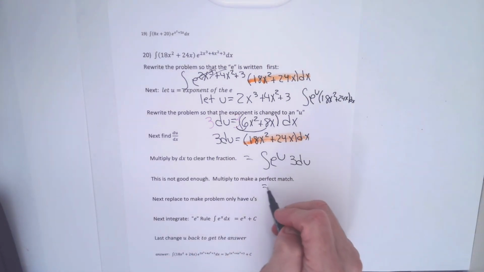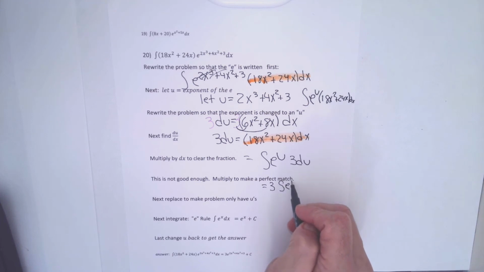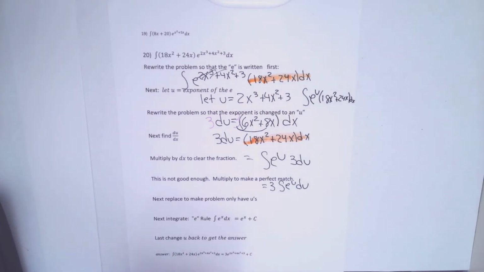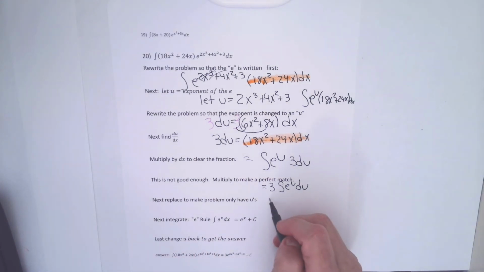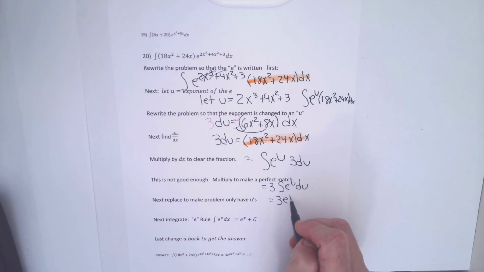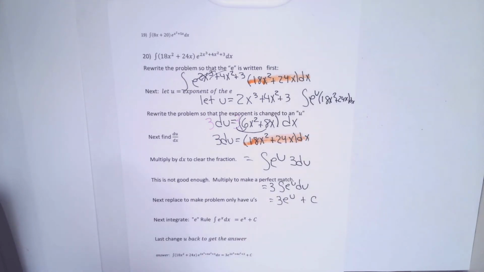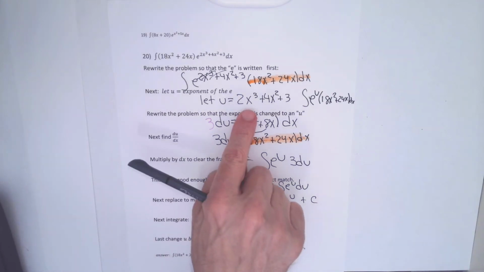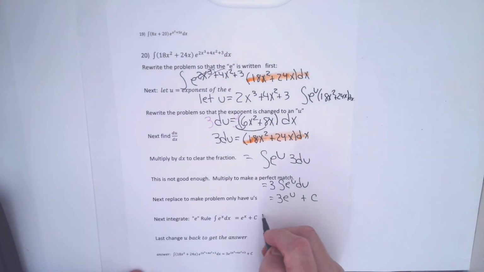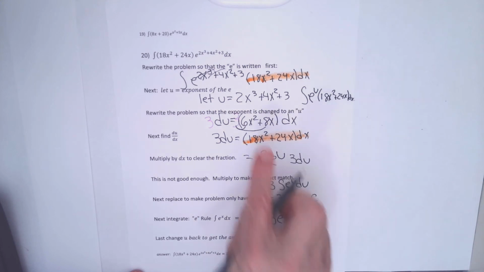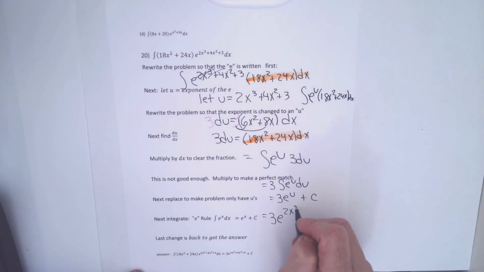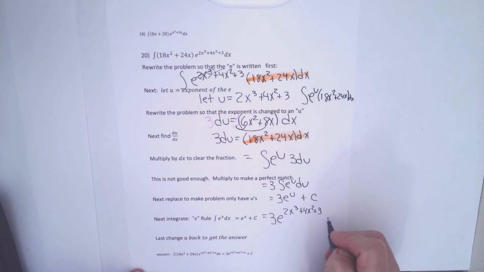Pass the 3 out front and get 3 times the integral of e to the u du. And this is the only kind of e I could integrate, just a naked e to the 1 of that variable power. And e's are the friendliest integrals. They integrate back to themselves. So this is going to be 3e to the u plus c. Need to change the u back to this mess. So for an answer, it's going to be 3e to the ugly exponent of 2x cubed plus 4x squared plus 3. And even though I'll forget it more often than not, the plus c goes on the end.